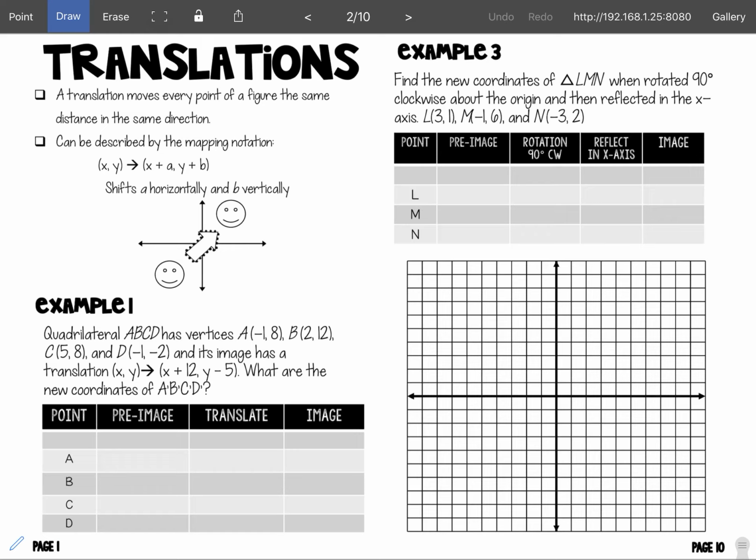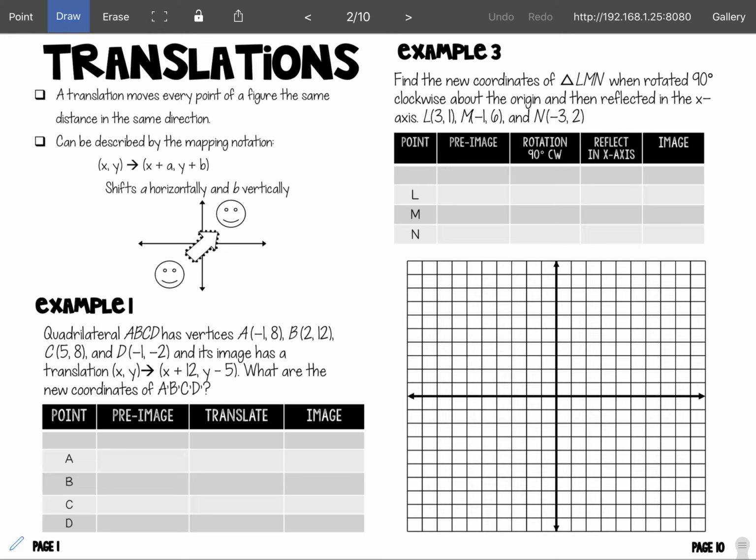So this one's on translations, which is a slide, okay? So when you slide it, you can't turn it, you can't flip it, and you can't make it larger or smaller. When you did the dilation, you were making similar figures that were the same shape but different sizes. When you do the translations or the rotations or the reflections, you're going to get a figure that's congruent to the original one. In this case, the translation, you cannot turn it, so you can't rotate it. You can't flip it, so you can't reflect it. Okay? So all you're going to do is slide it.